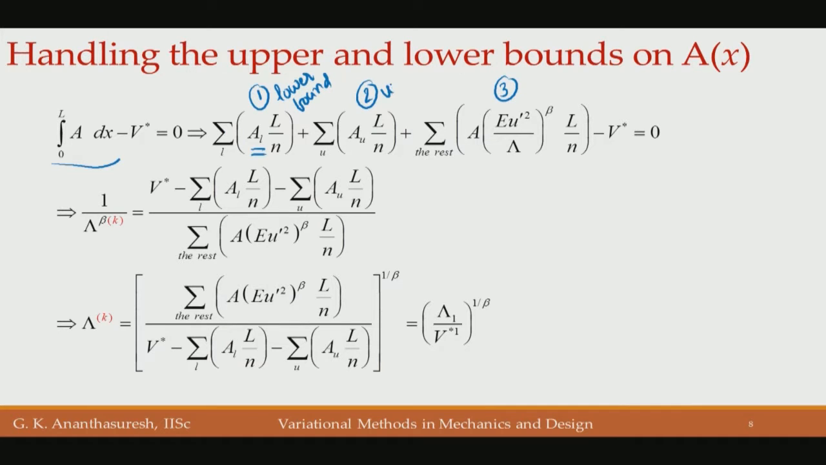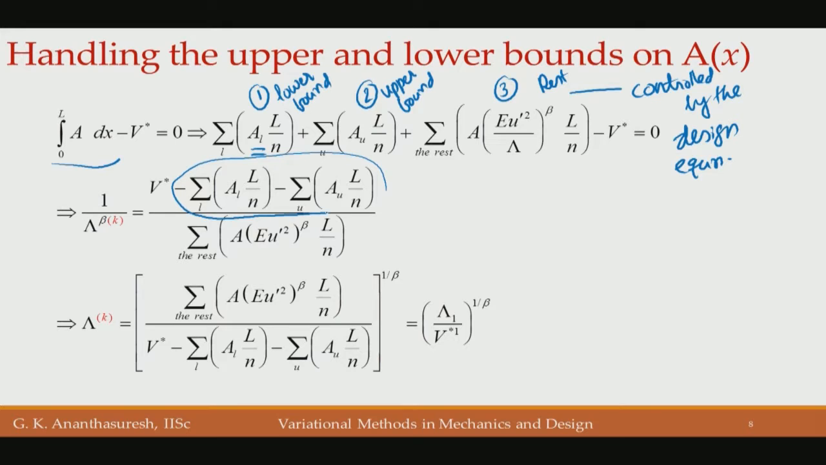This is the upper bound portion, and then this is the rest of them, which is controlled by the design equation. Then you can compute like we did when we did not have lower and upper bounds, only thing is in the numerator we will have a few extra terms, okay.